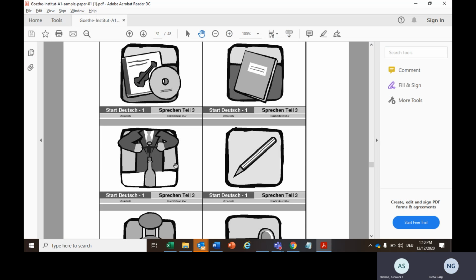Then the next one. What is this? This is a champagne bottle or a wine bottle. Okay, I thought this was about the suit. No, no. So, champagne bottle. Means I want to ask, do you like champagne? So what should I ask? Mögen Sie, correct. Mögen Sie den Champagner? Ja, ich mag das. Or maybe you can say, bitte öffnen Sie diese Flasche Champagner. Please open this.